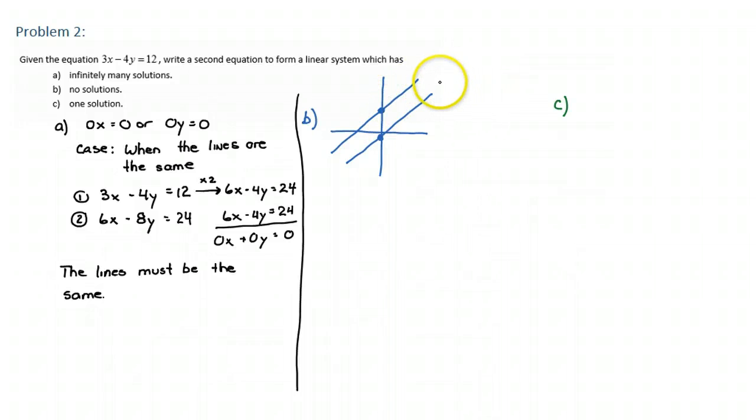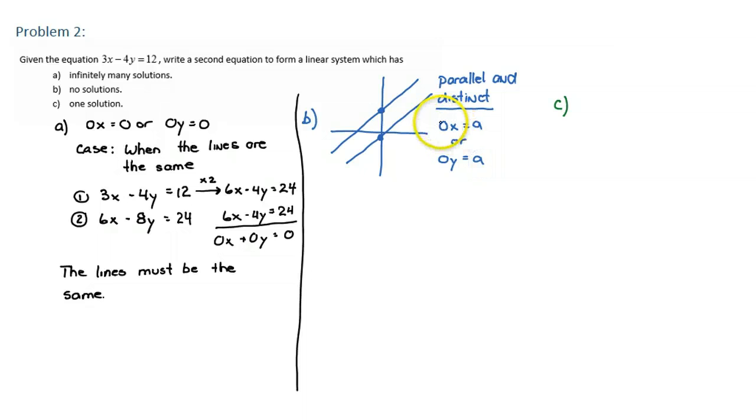But it's very important that you include parallel and distinct. This part, distinct, is important because notice in A, if two lines are the same line, they are parallel as well. So you need to say parallel and distinct. Algebraically, what we'll end up with is something along the lines of 0x equals some value, or we're going to get 0y equals some value.